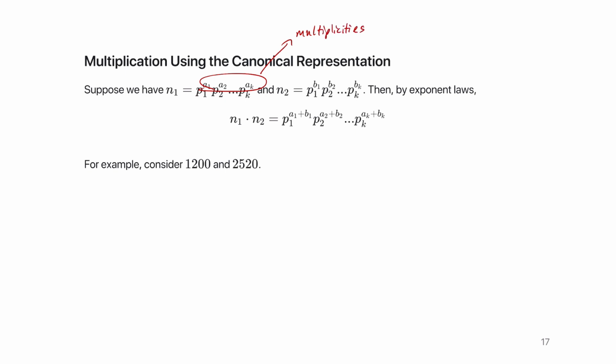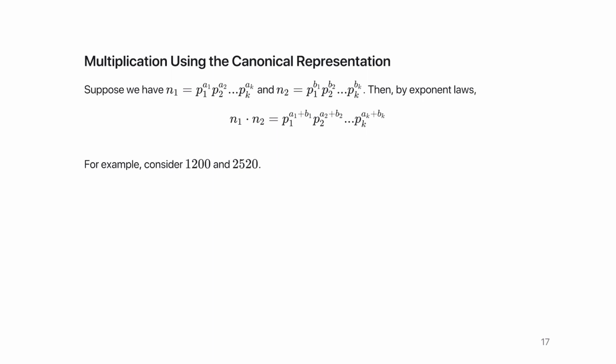Okay, if you've taken MATH 54 or something, or EE16A, we'll talk about the multiplicity of an eigenvalue, right? Similar kind of thing. And N2 is equal to the product using the same bases but different exponents. Okay? So I can say the product N1 times N2 is equal to the product with the same bases, but now the exponents are A1 plus B1, A2 plus B2, so on and so forth until AK plus BK.